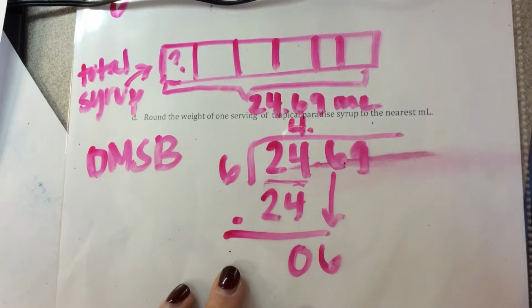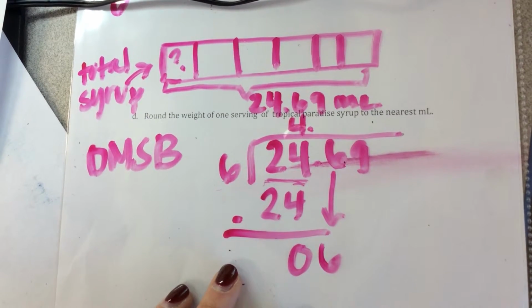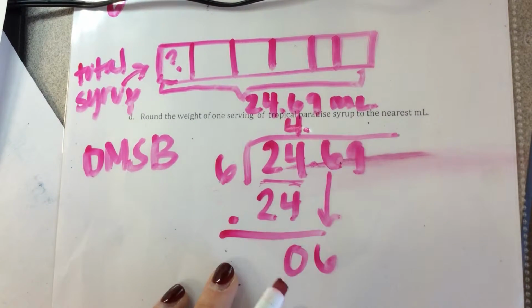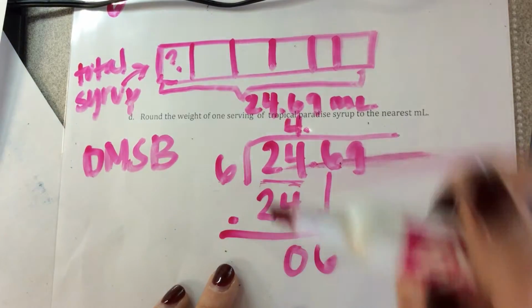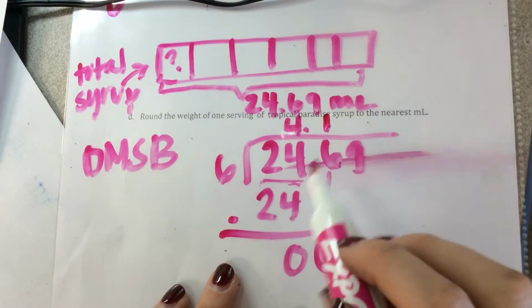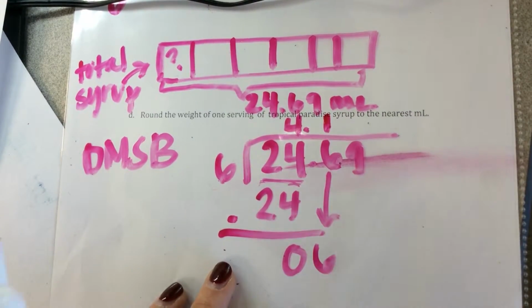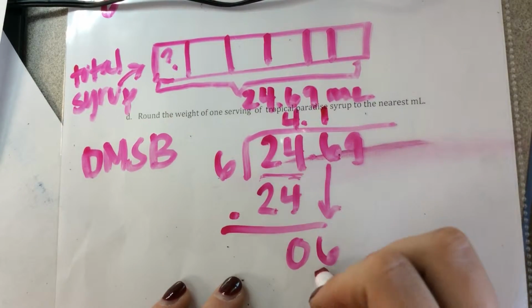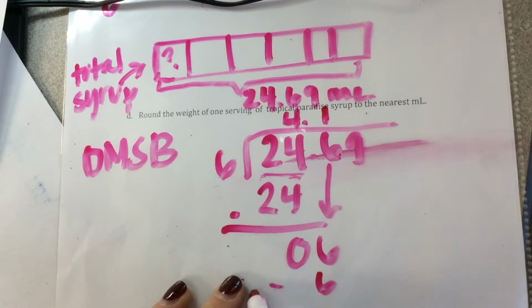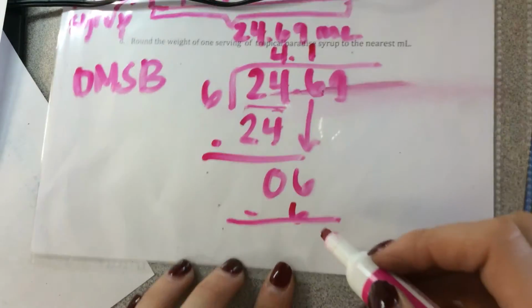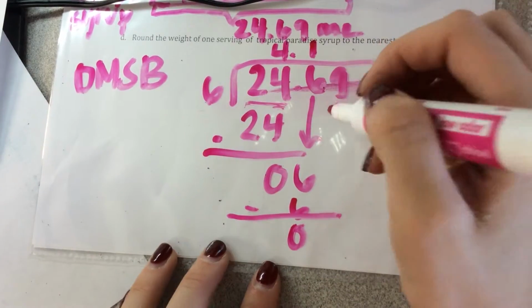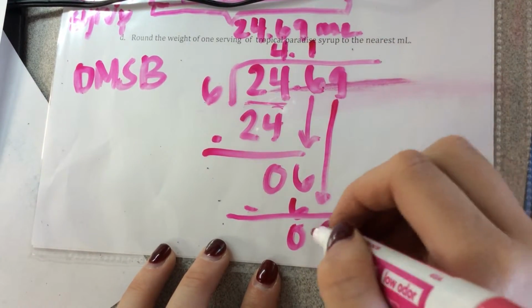I'm going to go ahead and put my decimal up. Just bring it right up. Alright, divide again. 6 goes into 6 how many times? Well, just 1. So put it above the next place value. Now multiply. 6 times 1 is 6. Now subtract. 6 minus 6 is 0. Last step, bring down. Bring down that 9.